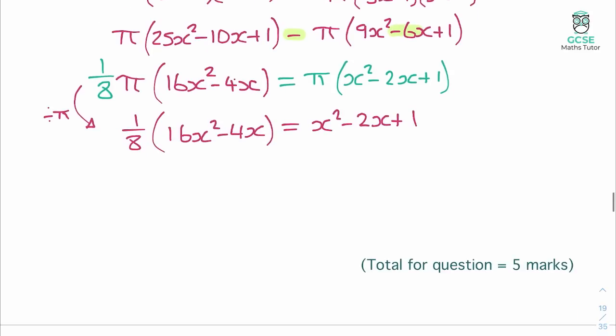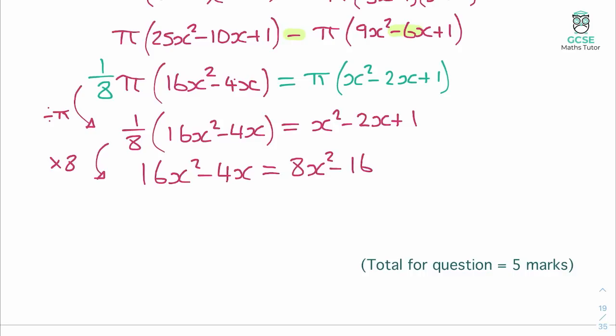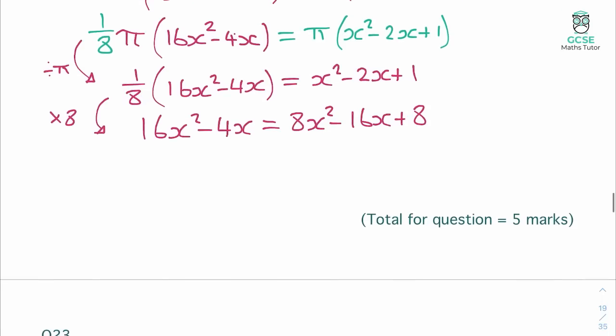You know, two things that you could do here. You could expand this by 1/8, but you are going to get decimals or fractions involved when you divide 4 by 1/8. So the best thing we can do now is just to times both sides by 8 to remove the fraction. And that's going to give us 16x squared minus 4x, just removing that 1/8. And this side's going to get multiplied by 8. So that'd be 8x squared minus 16x plus 8. Okay, so we have another quadratic to solve.